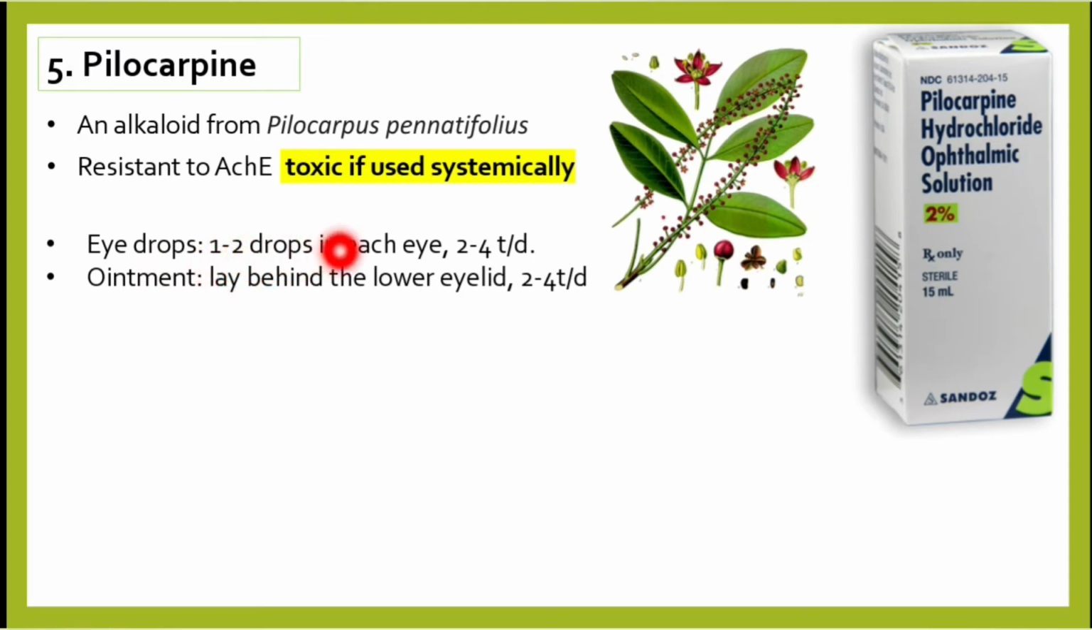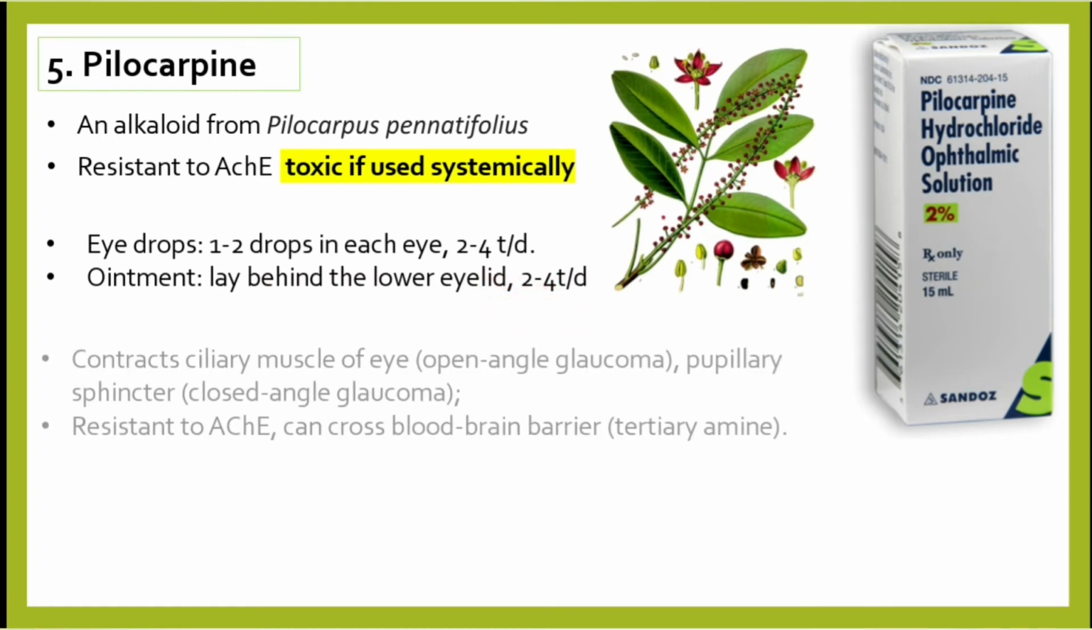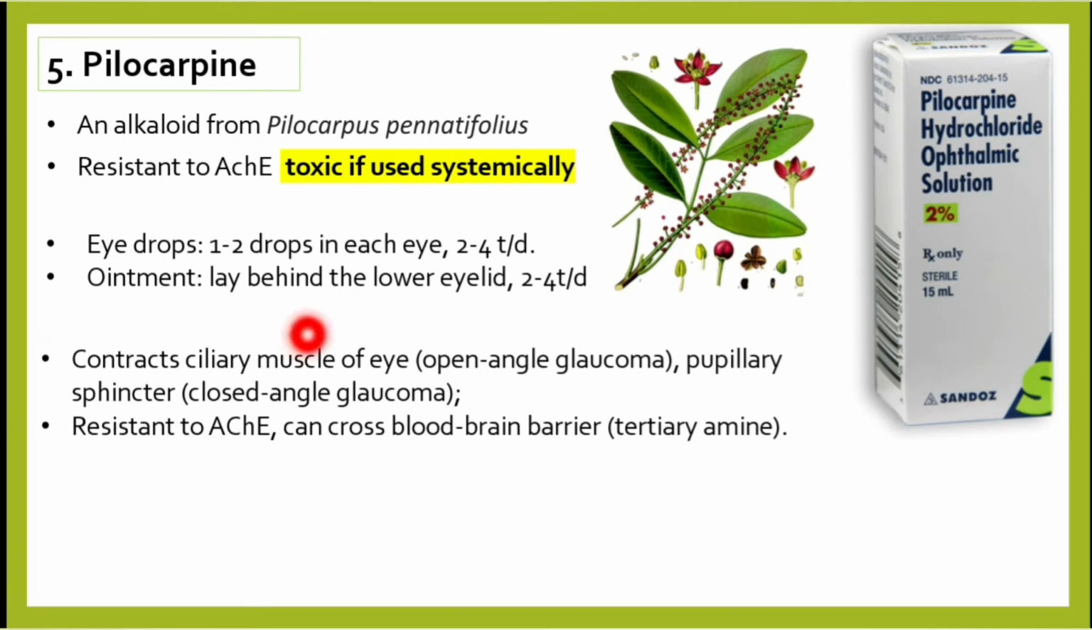1 to 2 drops in each eye, 2 to 4 times per day. We can also use it as an ointment. In this form, you lay it behind the lower lid 2 to 4 times per day. This drug contracts the ciliary muscle of the eye in open-angle glaucoma and the pupil sphincter, the sphincter pupillae, in closed-angle glaucoma.